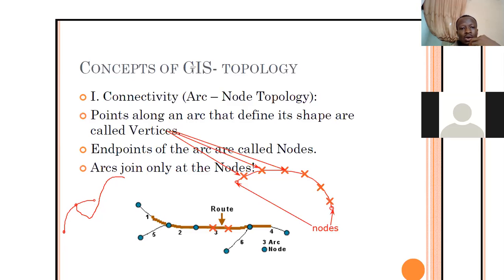So you have arc number one, you can have arc number two here, then you can have arc number three. Now, what does it mean? It means that if this is one whole arc, then there are two nodes along it. The rest are actually vertices that define the shape of the arc. Again, you have more vertices here, and here too you can have a few vertices. So this is the idea of connectivity.